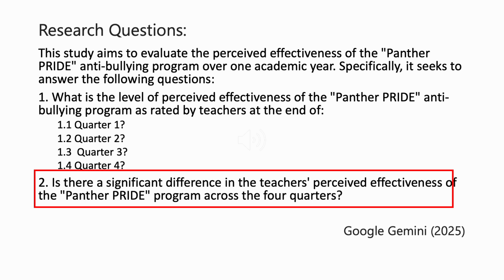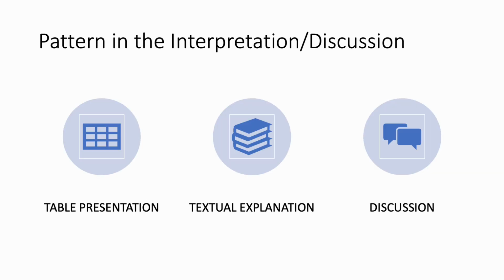In the upcoming slides, we will follow a consistent flow. Each slide begins with a table presentation showing the statistical results. This is followed by a textual explanation that summarizes what the data reveals. Finally, we move into a discussion that interprets the findings, drawing insights from both observations and relevant literature.